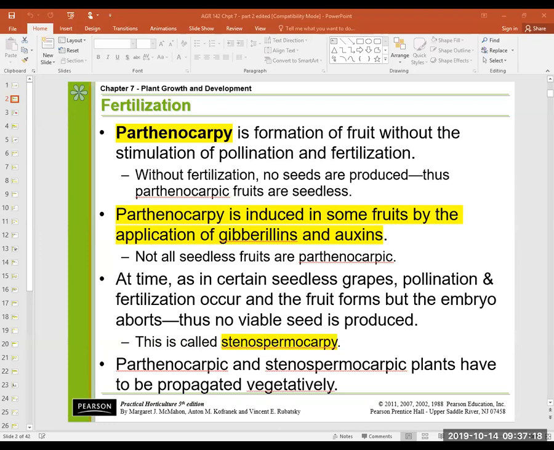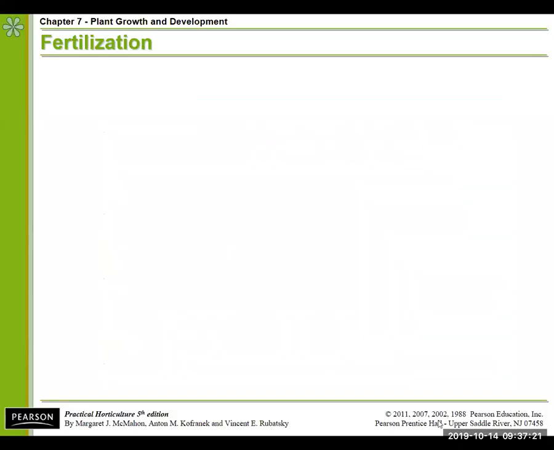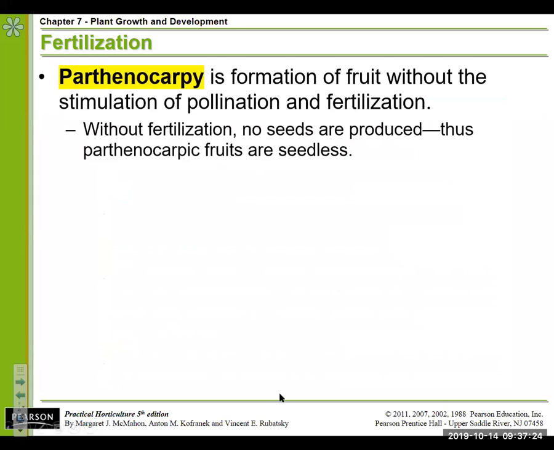We left off talking about fruit formation, flowering and fruit formation, the sexual reproduction of plants, and I wanted to mention briefly this unique thing that some plants, some of our crops can undergo called parthenocarpy, which is the formation of the fruit without pollination or fertilization. Generally, though, since they're not fertilized, we don't have seeds being produced. So we have parthenocarpic fruits being seedless, which could be a good thing for particular crops.